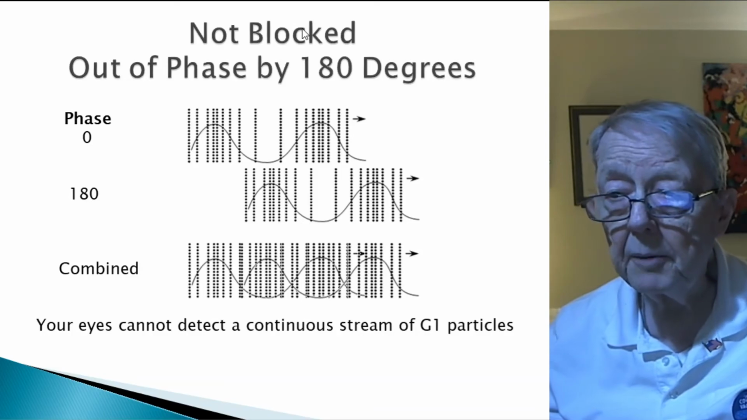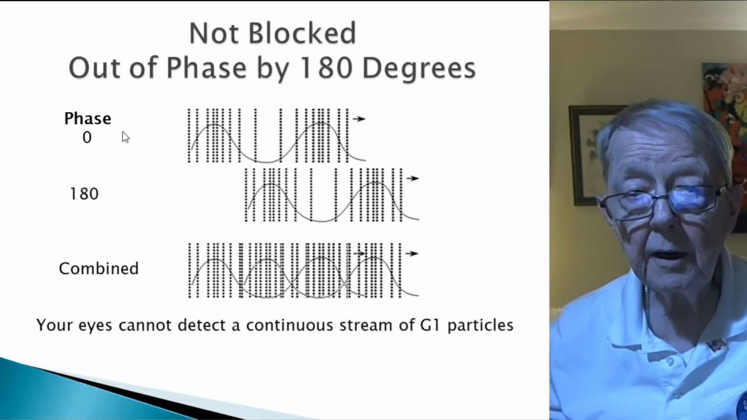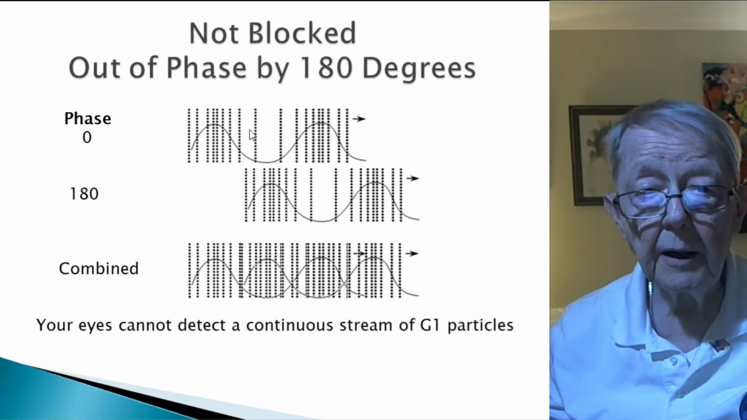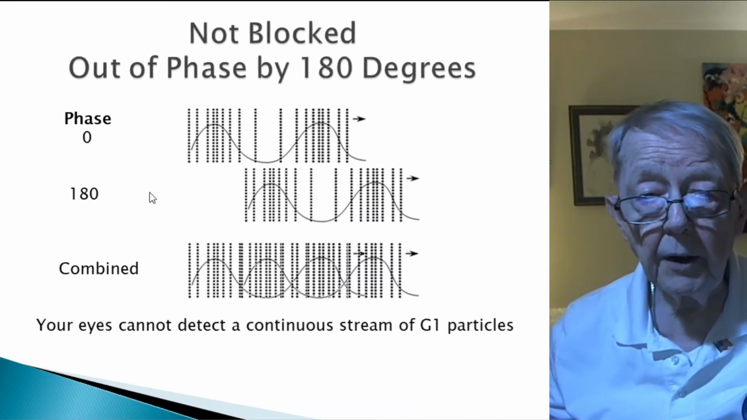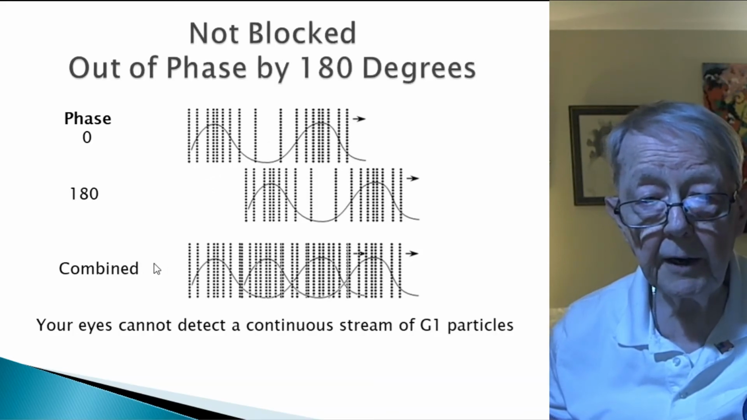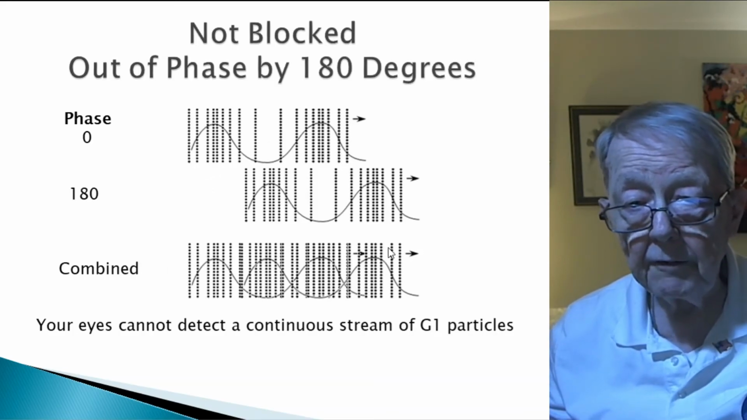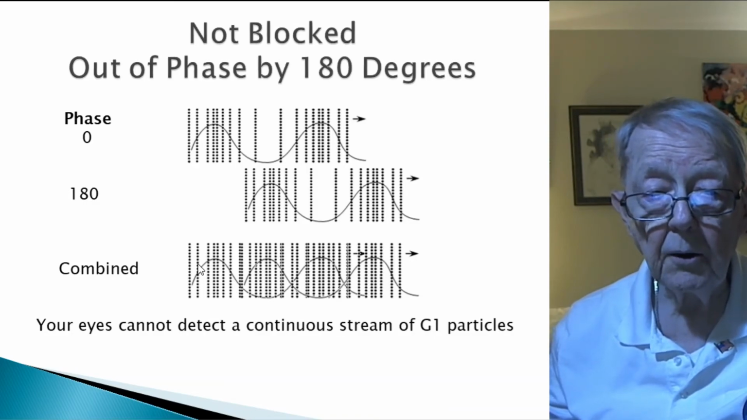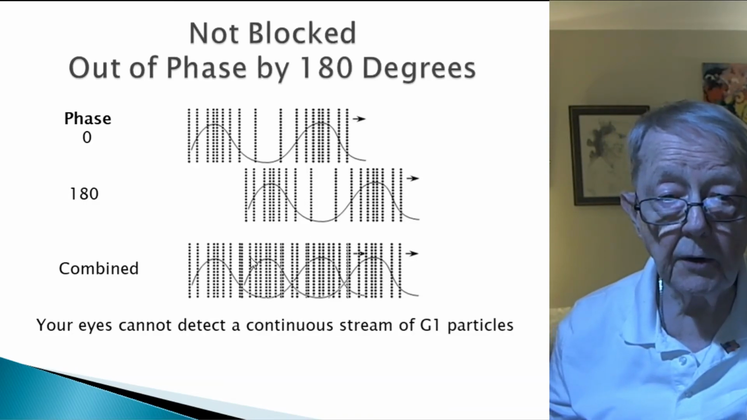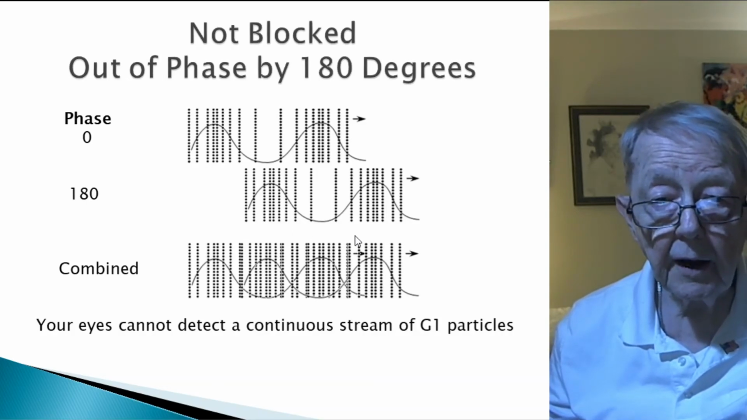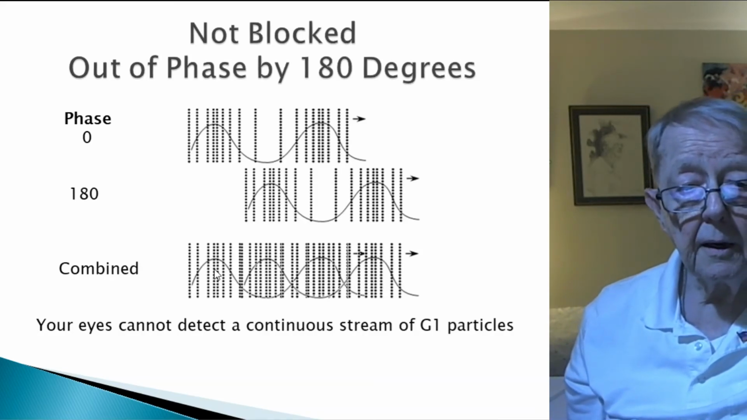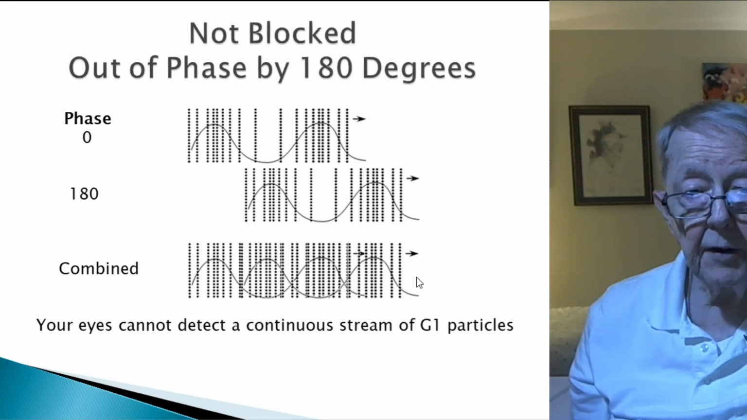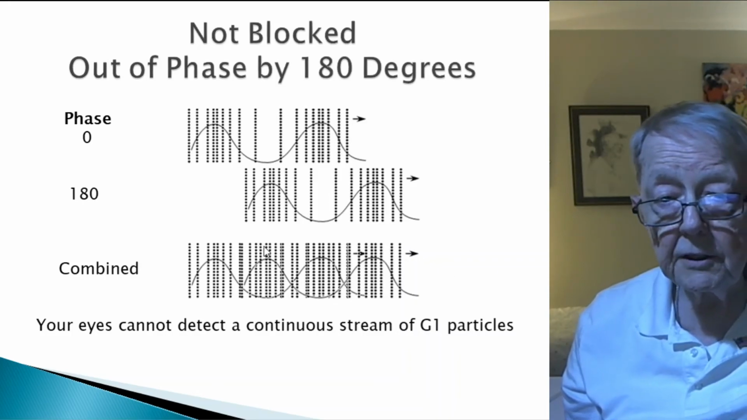But here's my comment about it not being blocked. Here's a phase 0 TPM light with a peak, a valley, and a peak. Another one that's 180 degrees out of phase, peak, valley, peak. And when these things are out of phase by 180, they combine and give you a continuous stream. All right, I know my drawing isn't continuous, and it's only from here to here that I've got it doubled up. Yeah, this isn't doubled up, and at the very end it's not doubled up, but this is a continuous stream.